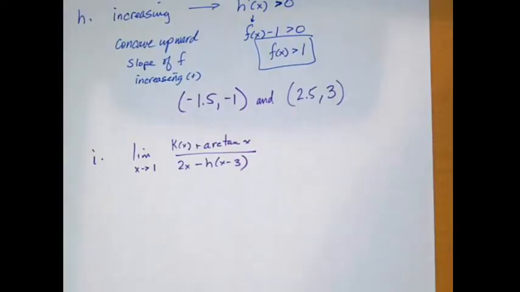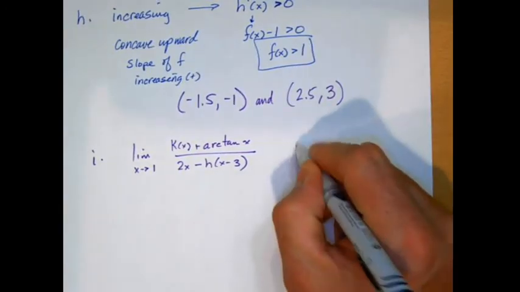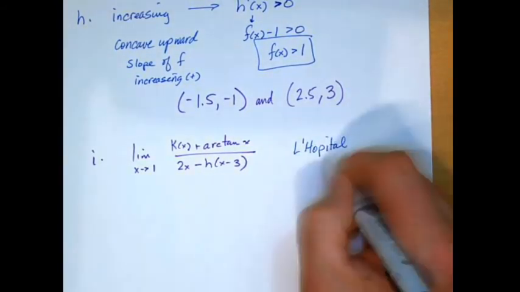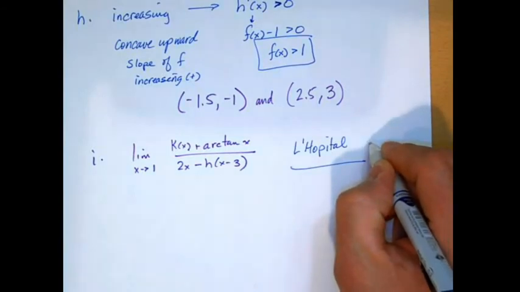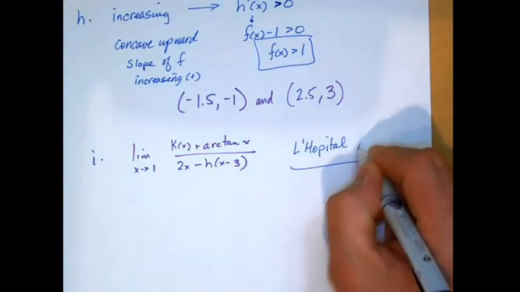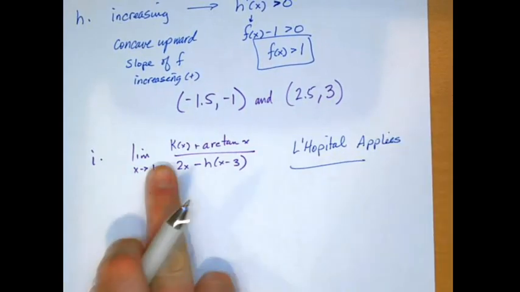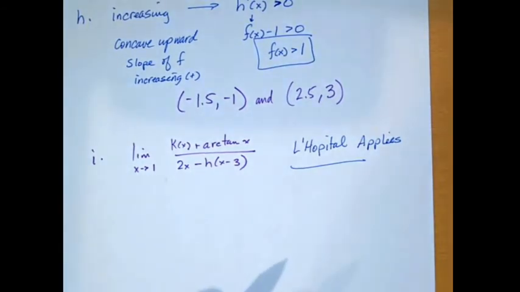All right, and now the limit as x approaches 1 of k of x plus arctan of x all over 2x minus h of x minus 3. You need to check to see if L'Hopital's rule applies. We're going to get in our little time machine and fast forward. Okay, so hey, L'Hopital's rule applies. I know you can do it. Check that limit. Check the other limit. They both go to 0.